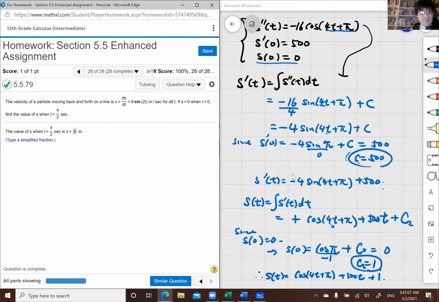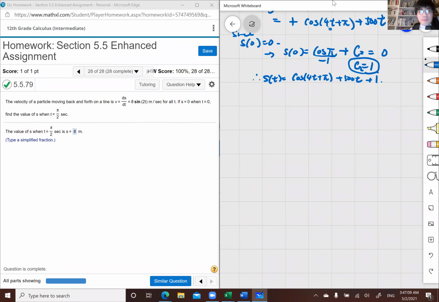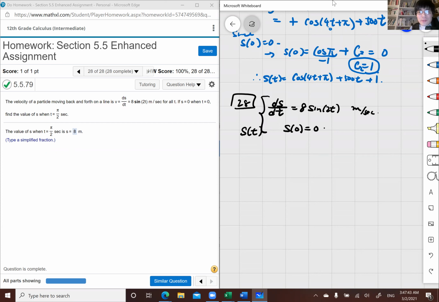Okay, last question. Number 28. The velocity of a particle moving back and forth on a line is, well, velocity is basically the derivative of the position function, and that is given by 8 sin(2t), the unit is meters per second. And we know that s is 0 when t is 0. So we know that s is a function of t, and s(0) is equal to 0. That's the initial condition.